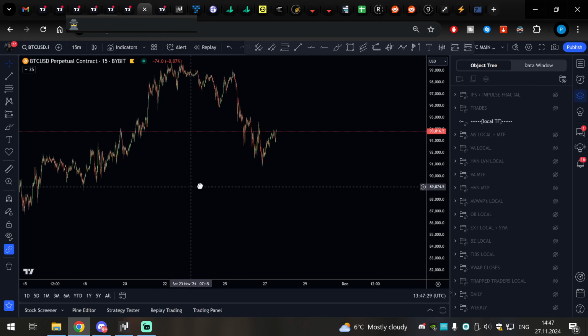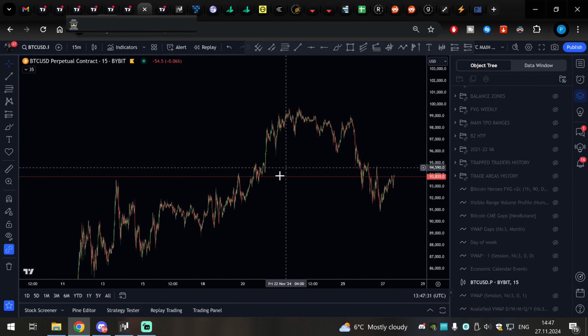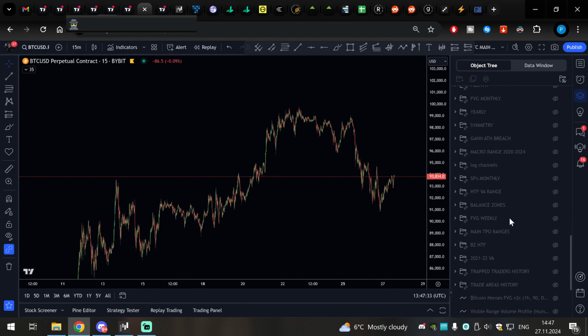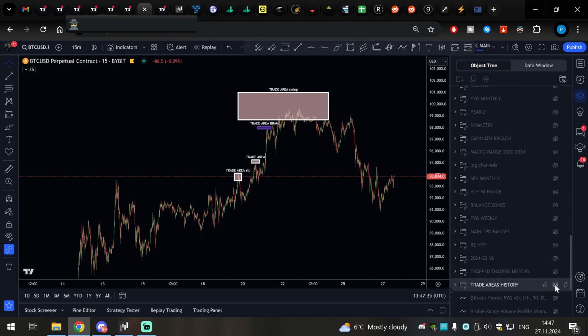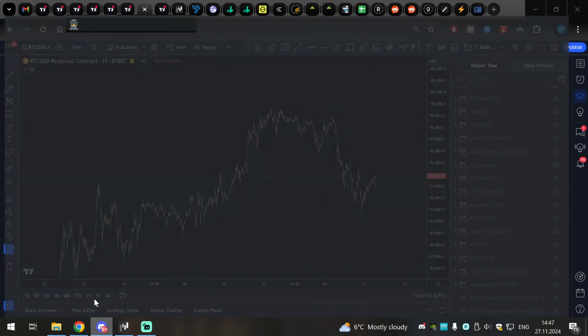Let's start. I would like to discuss first the shorts here. We will go into trade areas. I'm currently running a folder for myself and for traders who have access to the folders. Oh, let's go to Black Friday first.